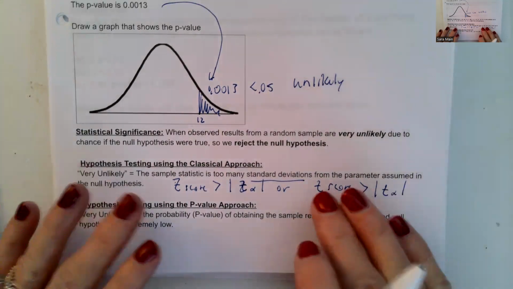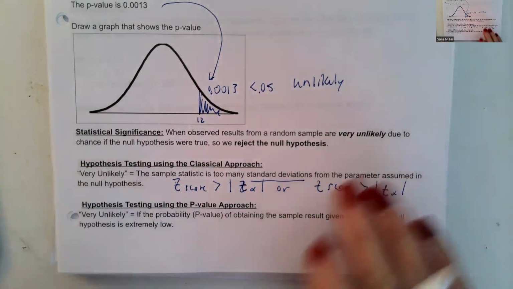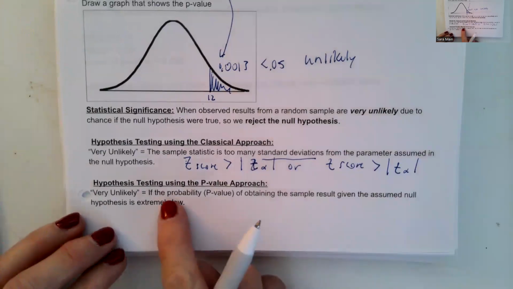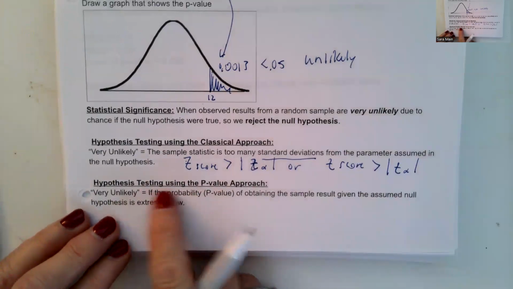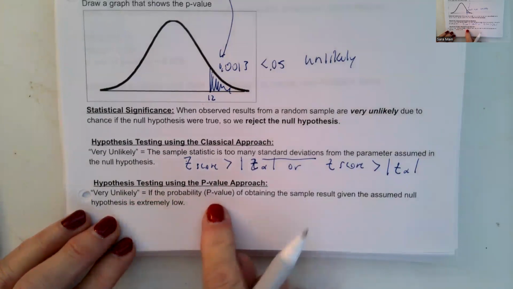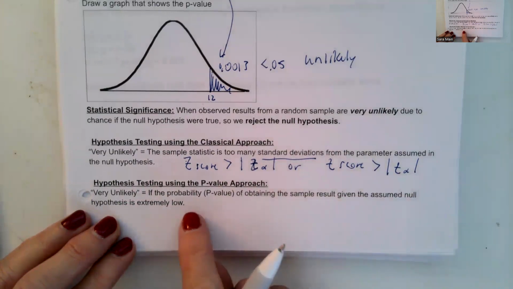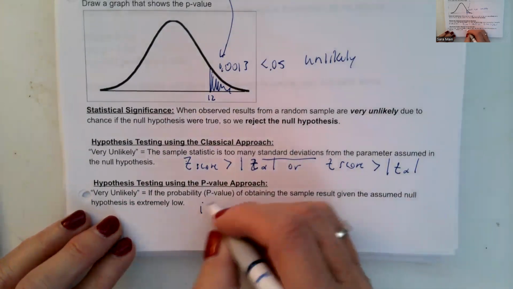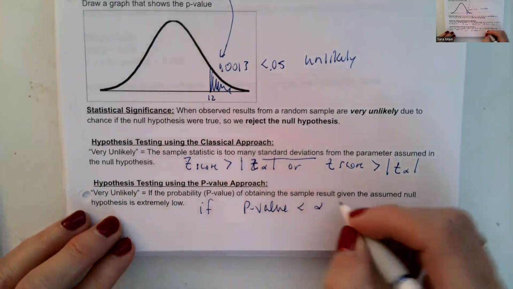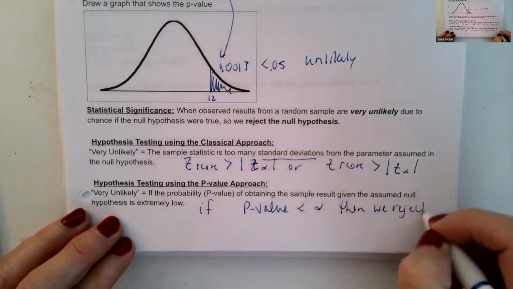Up to this point, we've just been using the two standard deviations, but now, depending on the situation, we're going to be using different critical values. Or we can use the p-value approach. In the p-value approach, we consider something very unlikely if the probability, or p-value, of obtaining the sample result given the assumed null hypothesis is extremely low. So if the p-value is less than alpha, then we reject.